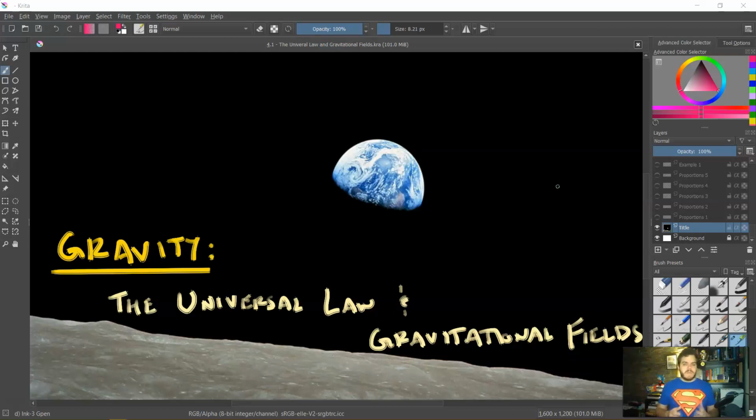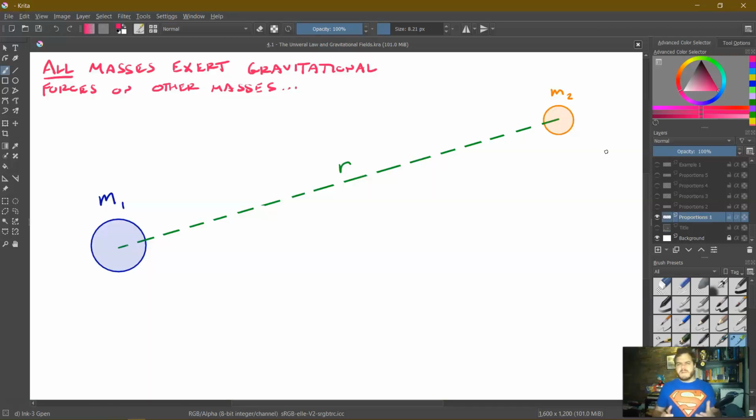Pretty straightforward. But now we're going to start talking about gravity in much more detail. And we're going to do that by first covering Newton's universal law of gravitation, as well as the concept of gravitational fields. Well, we've already discussed that all masses, specifically all gravitational masses, exert gravitational forces on other masses. So what is really going to affect the size of those forces?